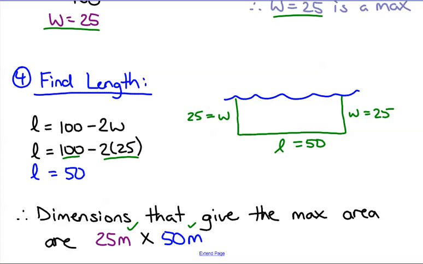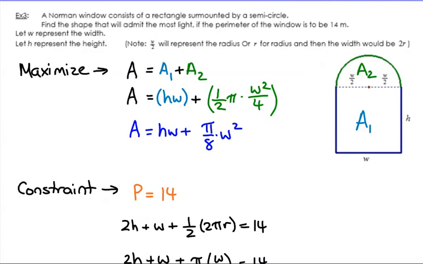All right, let's do the last one because I think you're getting the hang of this. The way that I can make this more difficult is if I make the shape more difficult. So now we're not talking about just a rectangle. We're going to throw in kind of like a semicircle too. A Norman window consists of a rectangle surmounted by a semicircle. So notice that the rectangle I've labeled in blue A1, and then the semicircle is A2 at the top. Find the shape that will admit the most light.